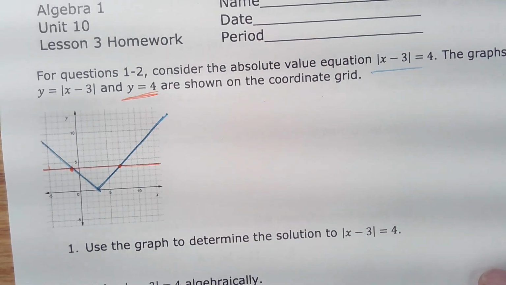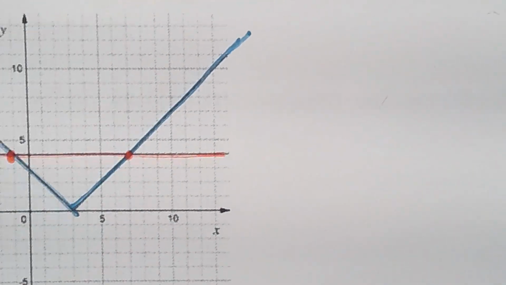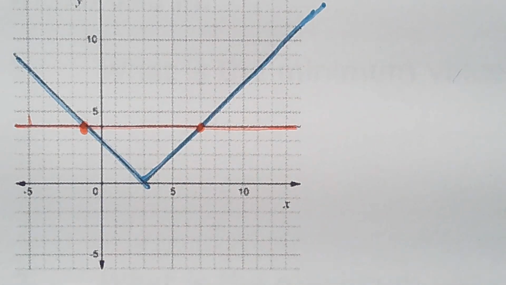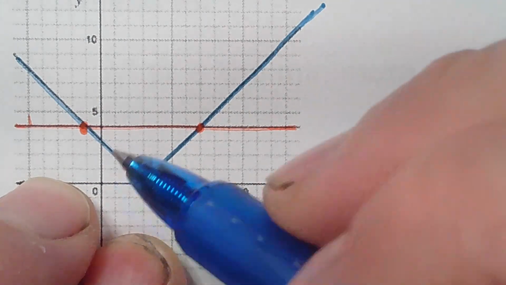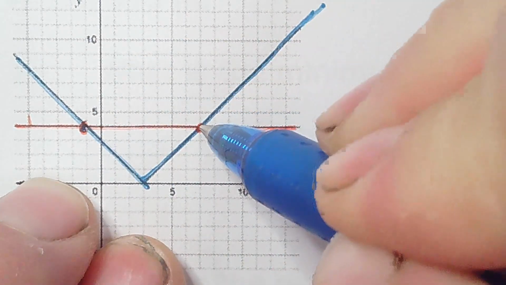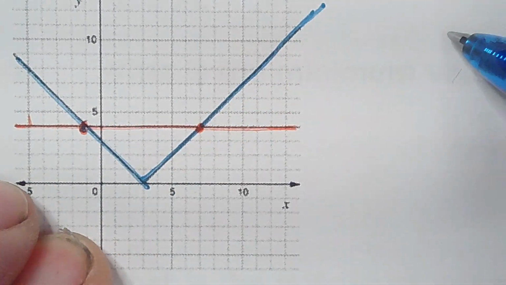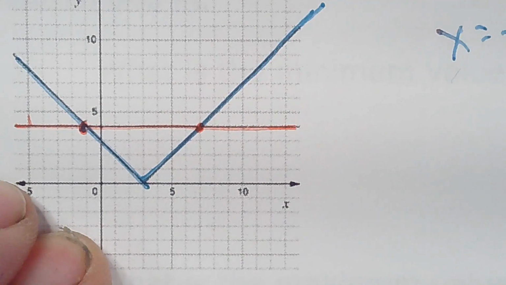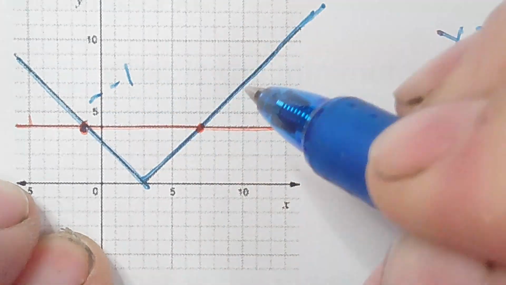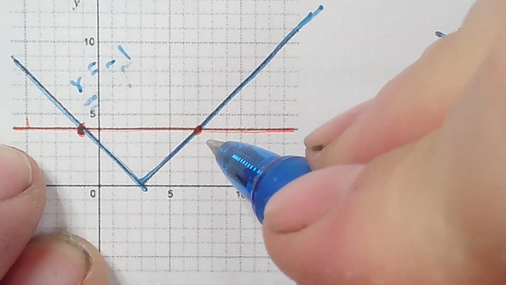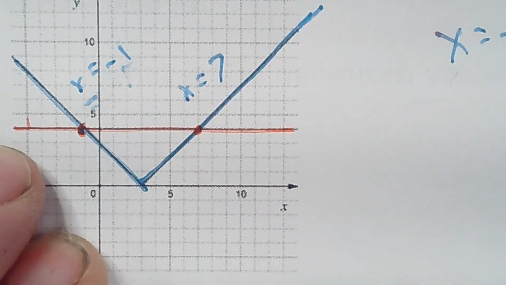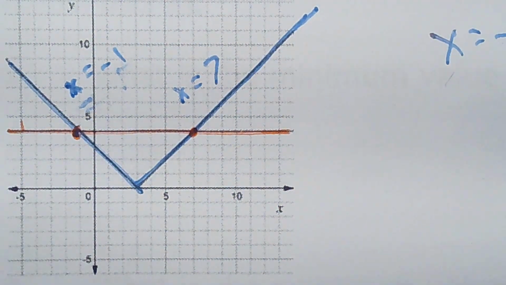Right, so if we zoom in on this, we can see that the solution for x when y is 4 is this point and this point, and so it's going to be x equals -1 right there, and we have x equals 7 right there. Okay, so it's pretty easy to recognize on a graph if you understand how functions work.